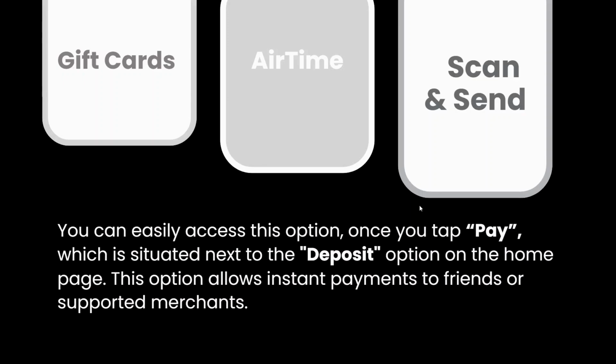It allows the purchase of gift cards with cryptocurrency. Airtime allows airtime top-ups, and scan opens up the camera to allow scanning of QR codes for payments to friends or supported merchants. And lastly is the send.